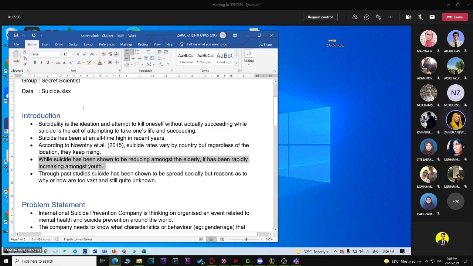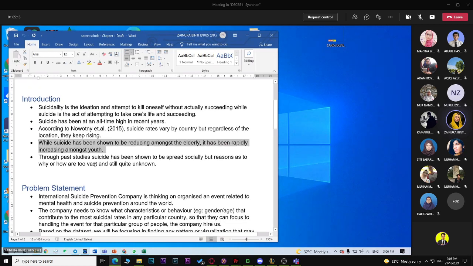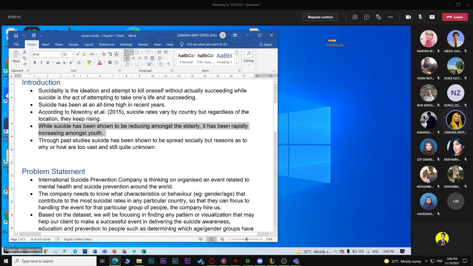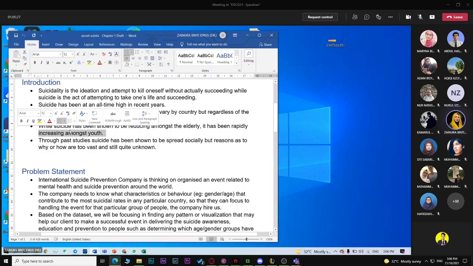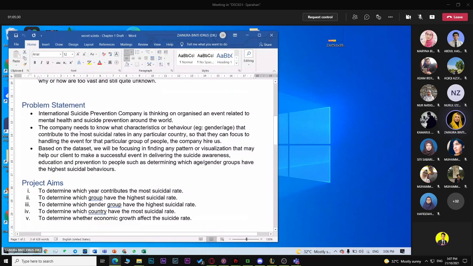And then now this is alarming because of youngsters. Through past studies, suicide has been shown to be spread socially, but the reasons as to why and how are too vast and still quite unknown. So we are unknown. This is actually the problem. We do not know why these youngsters commit suicide. So the problem here is actually the unknown.